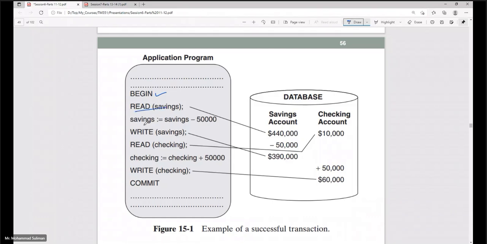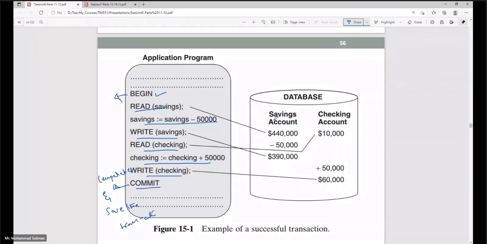Read saving account, deduct 50,000 from saving account, write to saving account. That is, after deducting, what is remaining here. Okay. Then read checking account, add 50,000 to the checking account, write checking, then make commit. So begin will start the transaction, commit will complete and save the transaction.